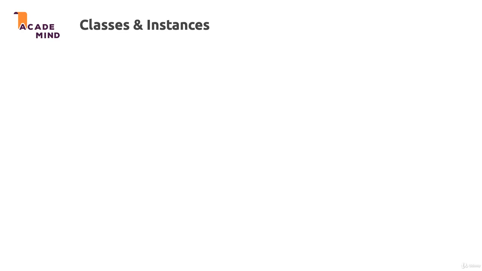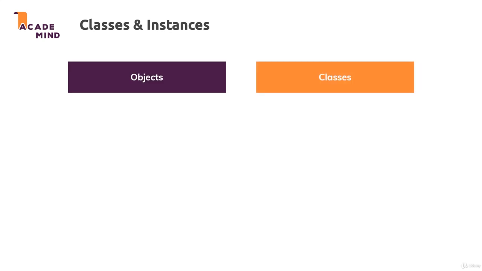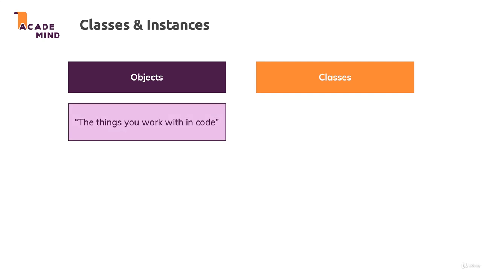So I mentioned this concept of using classes. We haven't worked with classes at all in this course yet. Classes allow us to build objects in an easier way, or to build objects based on some blueprint, to be precise. So we have objects and we have classes. And the idea is that objects are the things we work with in code. And we work with objects a lot in this course already.